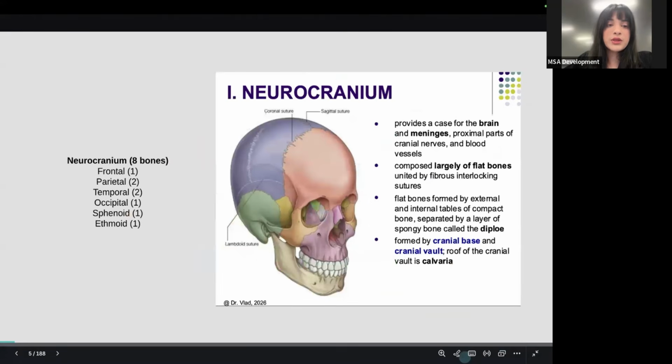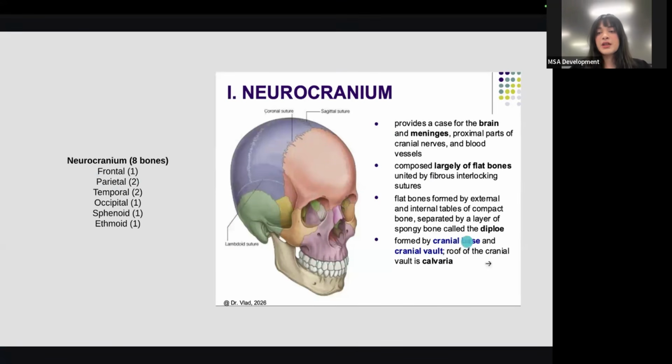Now we're going to just look at this in detail. The neurocranium, which is all of these bones, is going to provide a case for the brain and the meninges. And it is composed largely of just flat bones, united by fibrous interlocking sutures. So the sutures are what connect the bones. And then you have the diploe, which are the spongy bones, and then you have the cranial base and the cranial vault, and the roof of the cranial vault is called the calvaria.